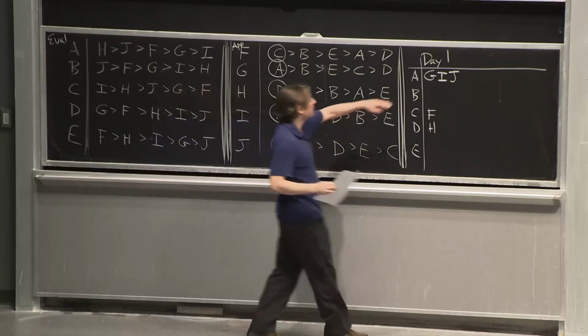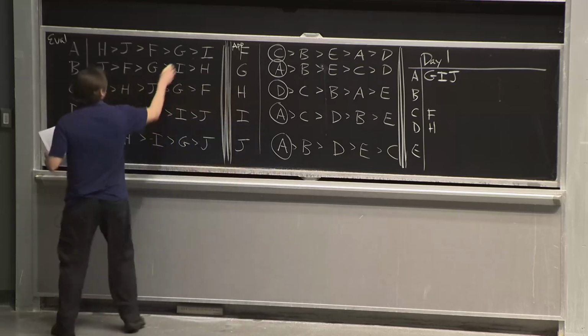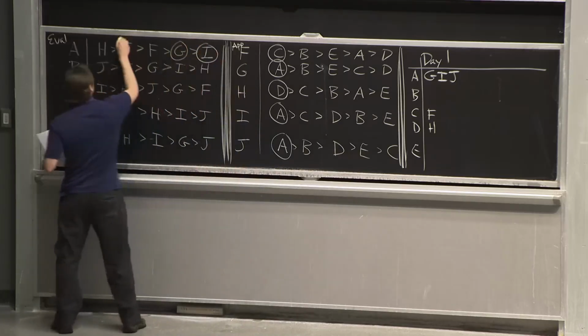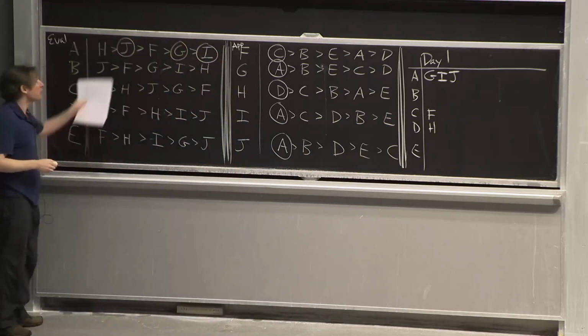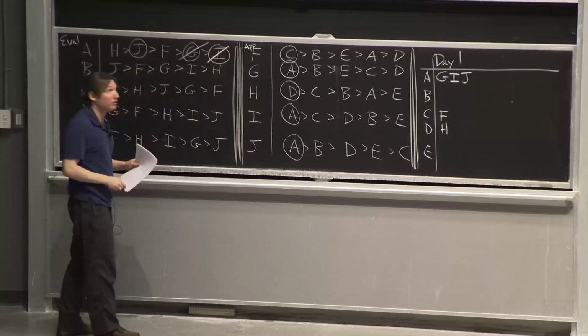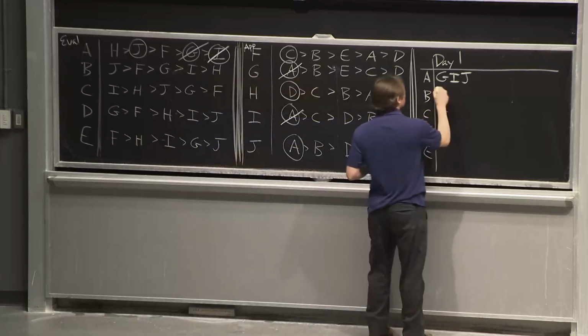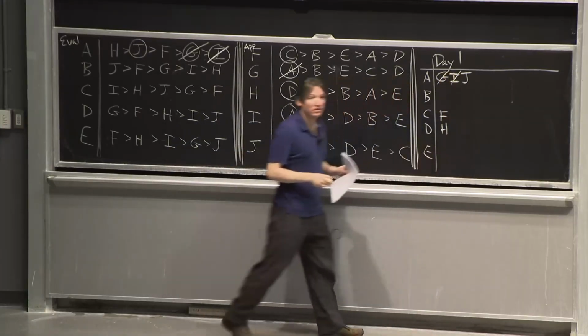And then evaluator A says, between G, I, and J, I prefer J. So G and I are rejected.